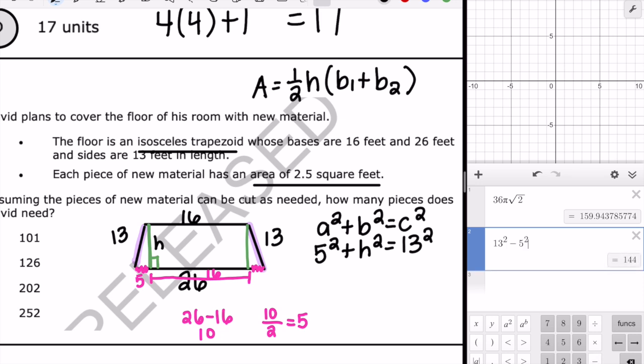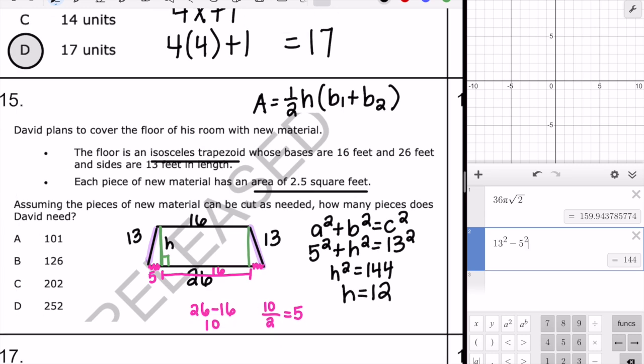And that's going to give me 144. And if we take the square root of 144, we now know the height is equal to 12. So I can find the area of my trapezoid. So I now know that this is going to be 1/2 the height, which is 12. Technically, half of 12 is 6. And then we're going to add our bases of 16 and 26.